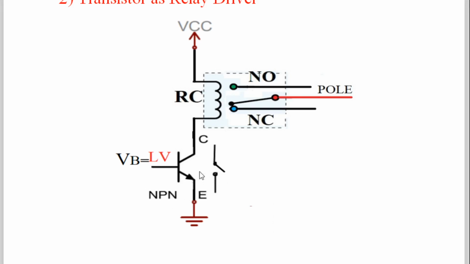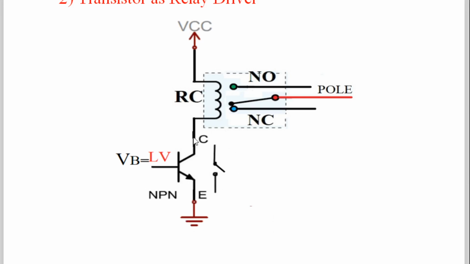So take the transistor and connect the collector of the transistor to one terminal of the relay coil. The other terminal of the relay coil is connected to plus VCC. Now this ground is here. All of you know very well, if the transistor is an open switch, no current will flow through the relay coil.